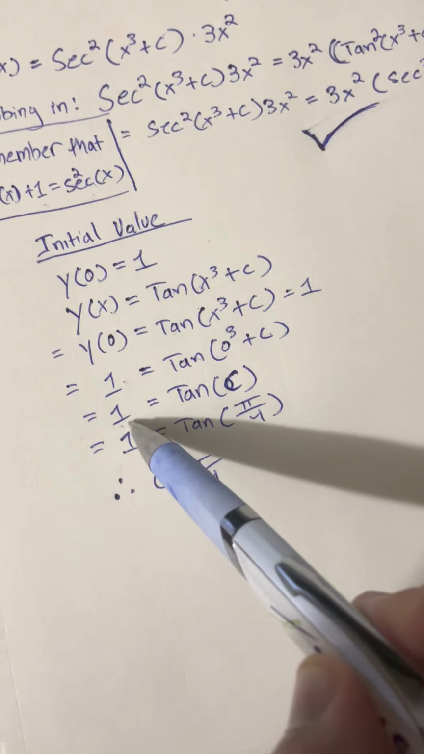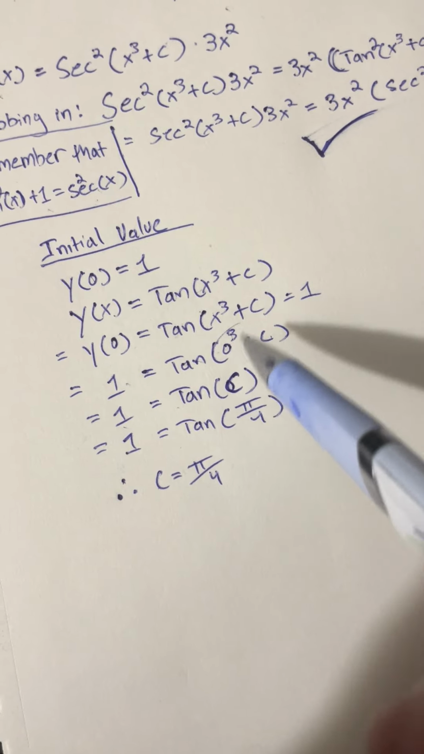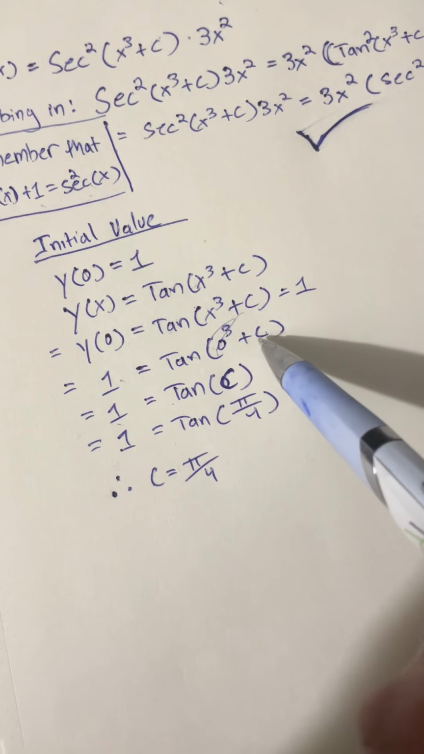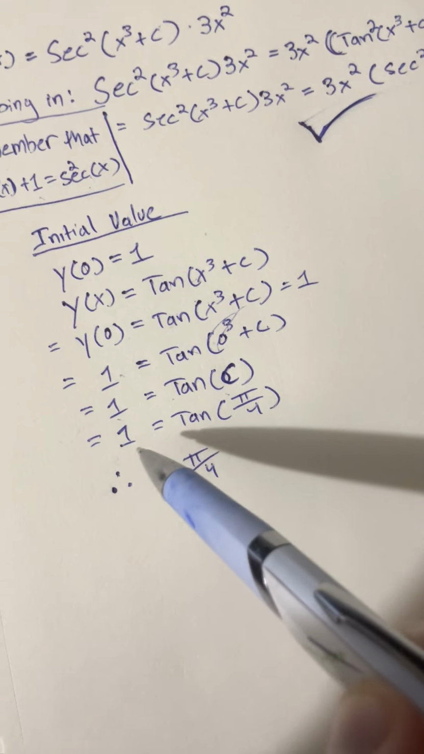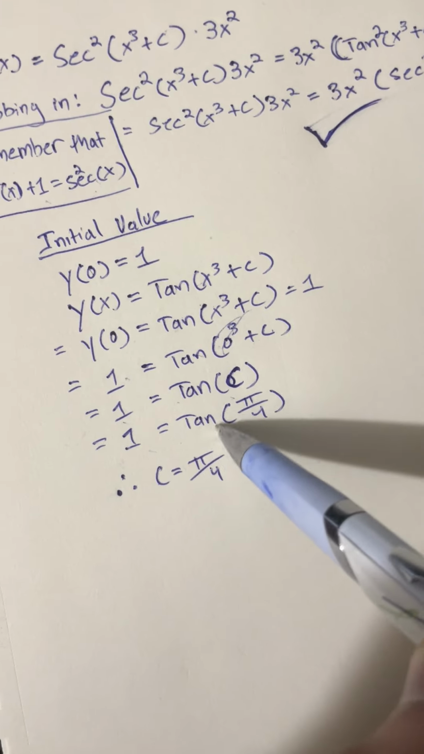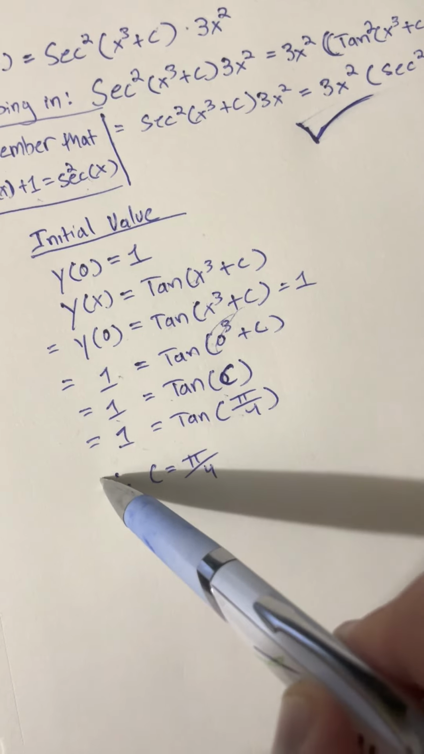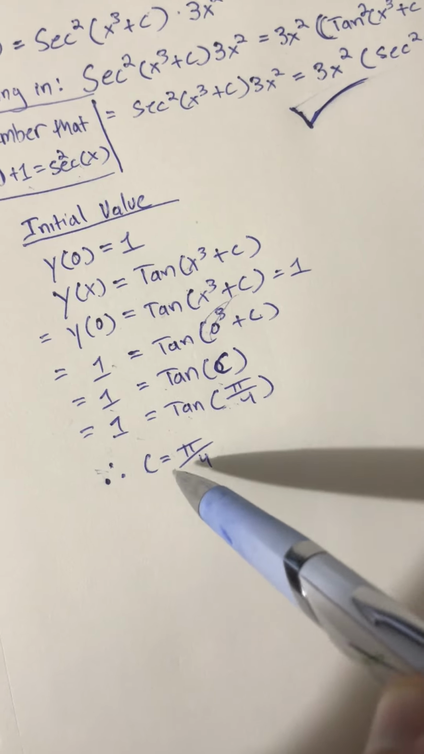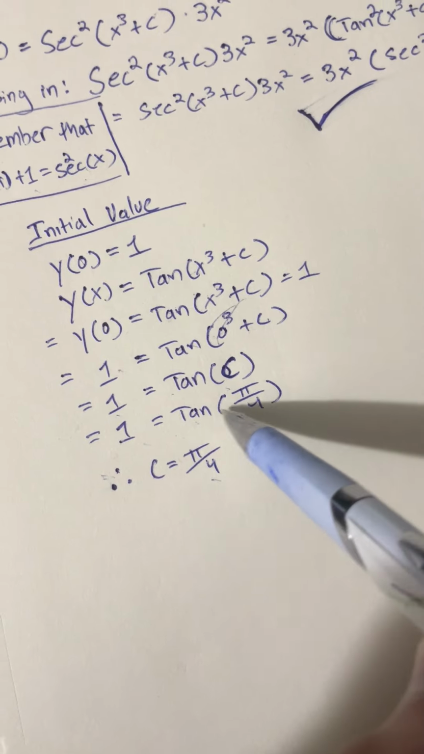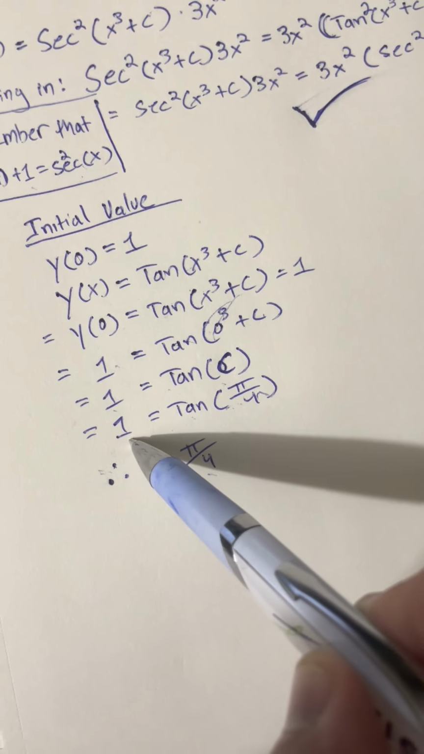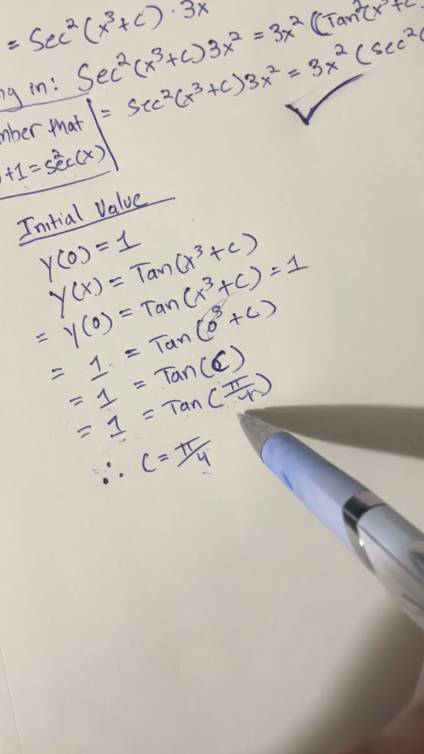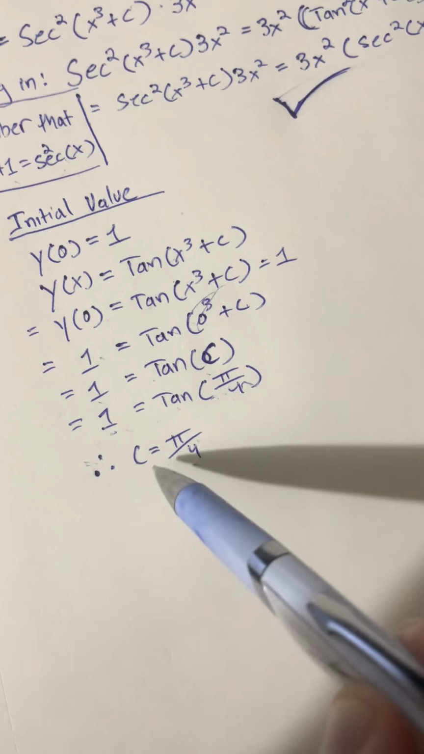And then we'll get, when 1 equals, this cancels out, this cancels out, and we'll just be left with tan of c. And here, 1 is equal to tan of pi over 4. And the reason for that is there's only one thing that equals 1 when you take the tan of it, and that's pi over 4. So the tan of pi over 4 is equal to 1. So therefore, c must be pi over 4, because that's what satisfies the equation.